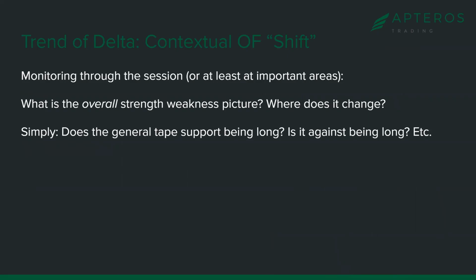So we can monitor throughout the session, at least at very important areas, what's the overall strength-weakness picture. If you've got delta that looks like this, and then this, and then this, and then this, well, buyers are contextually in control, aren't they? You could very well get something to happen like this, and then a weak up move. And maybe price is making a much higher high, and all of a sudden you identify some weakness.